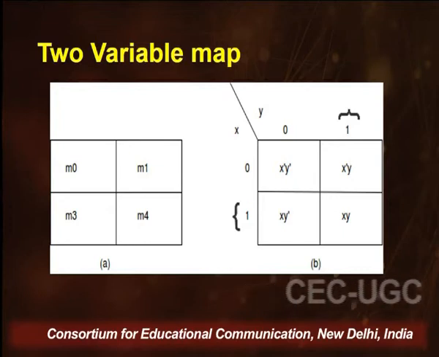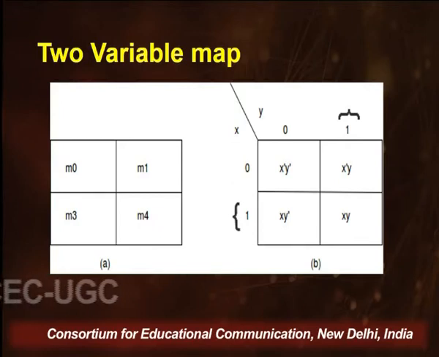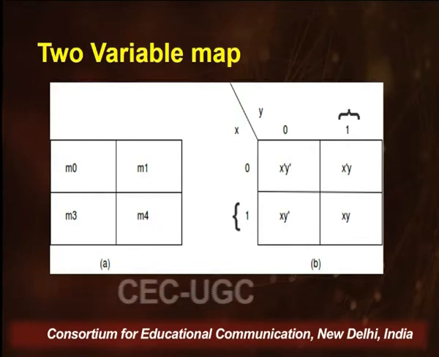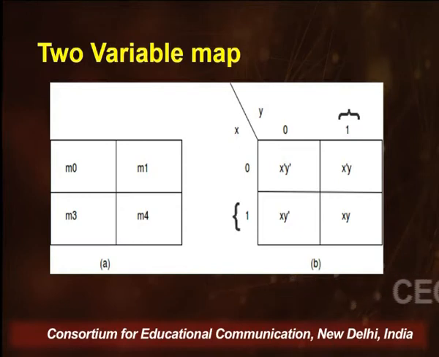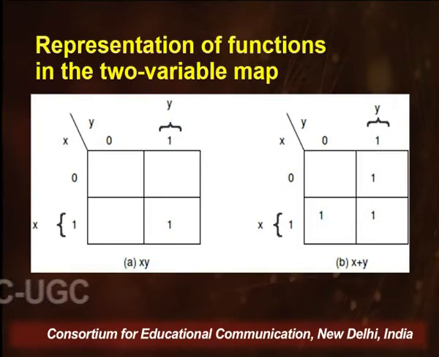So it is X Y dash. The last cell, where the combination is X is 1 and Y is 1, is called the cell XY. This is a standard form that we use. We do not change this. Now, how do we put the values there?